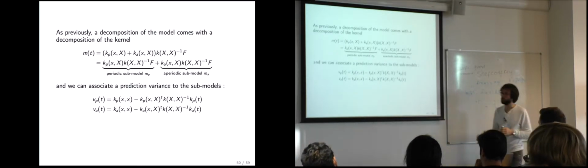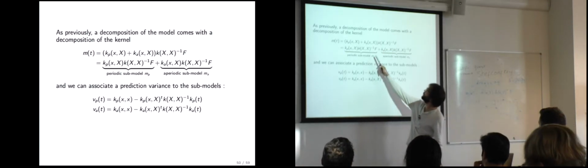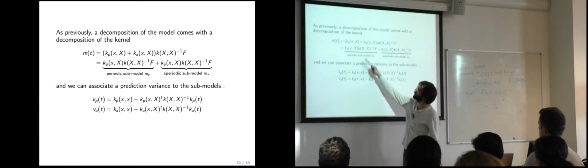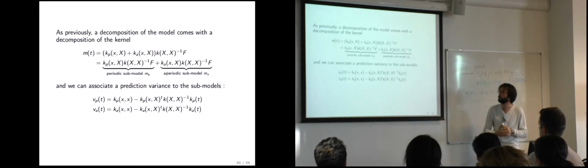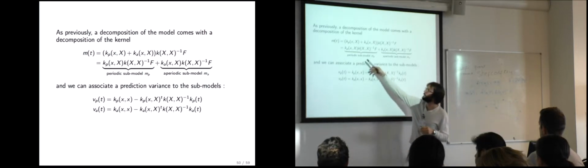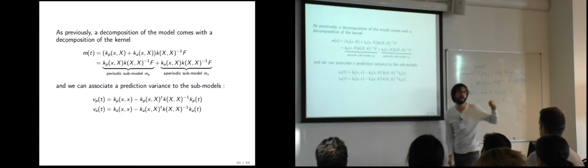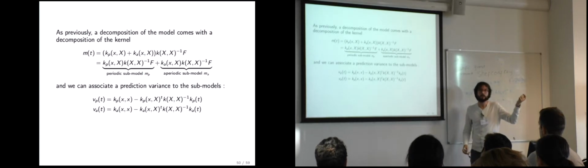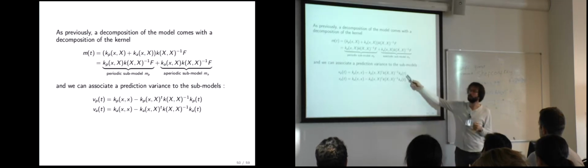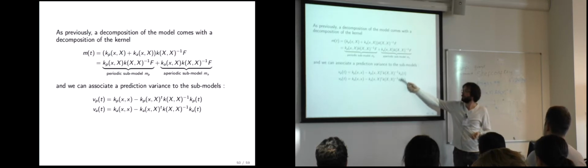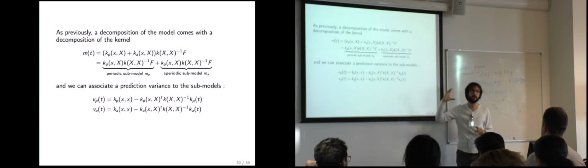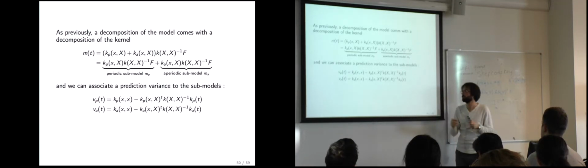So given this decomposition of the kernel, our model will be the sum of two submodels, one that is periodic and the other one that is not periodic at all. And we've seen previously that when we have these expressions, we can still interpret those as a conditional expectation. So quite naturally, we can associate a conditional variance and a conditional covariance prediction to the submodels that will reflect the uncertainty we have on the periodic or on the aperiodic components.